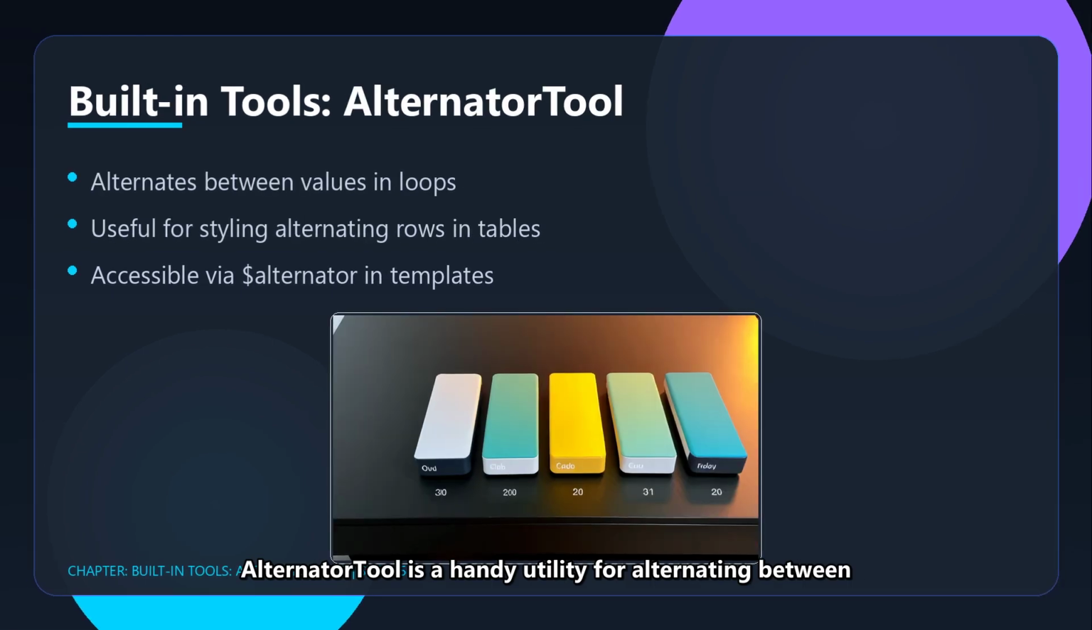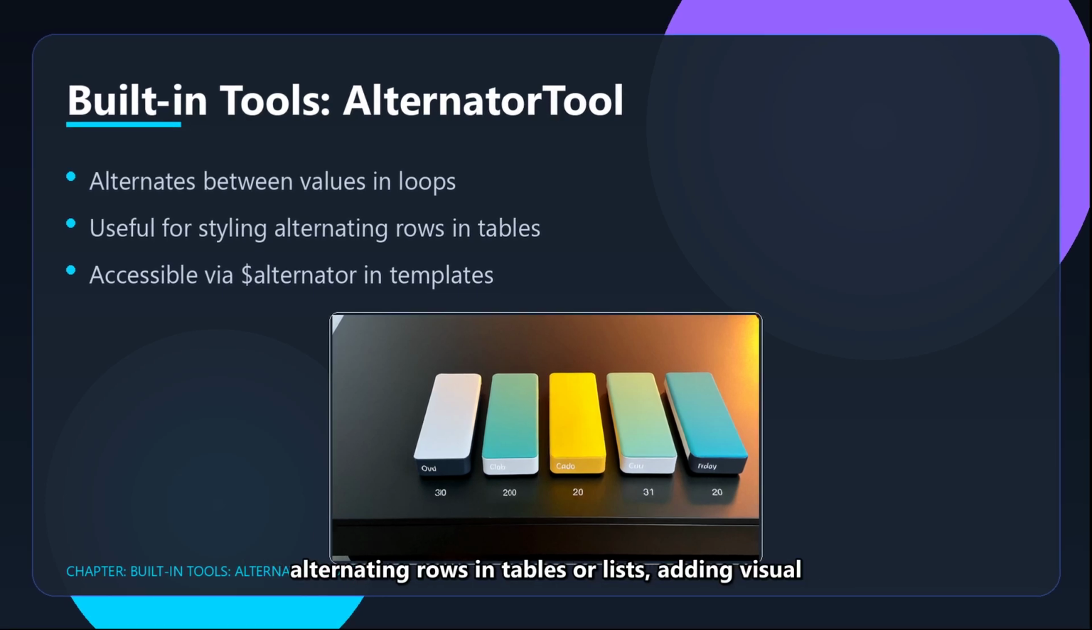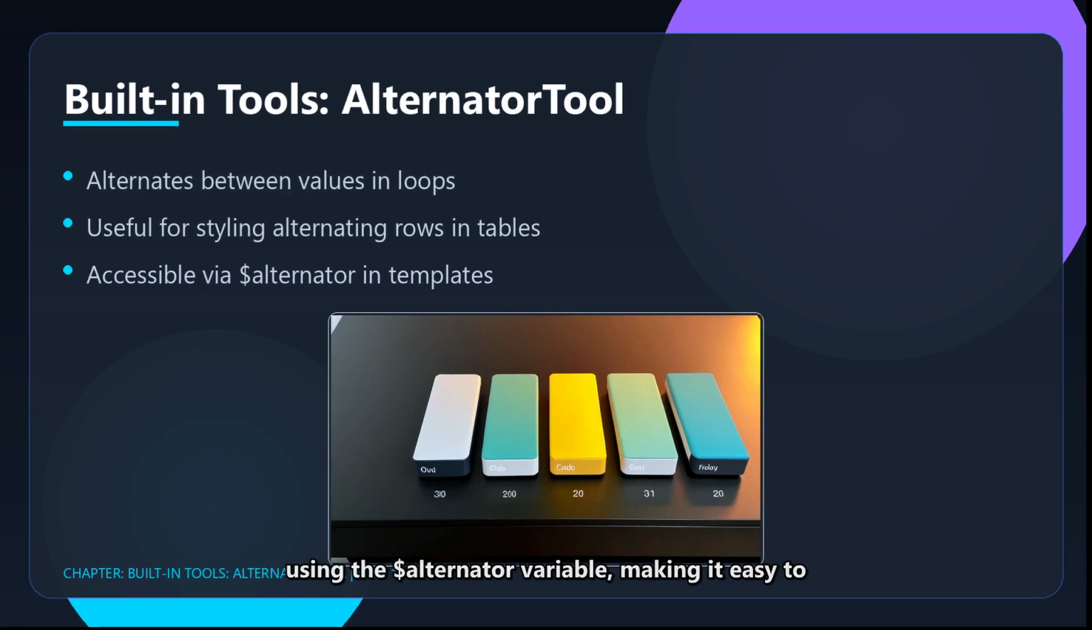AlternatorTool is a handy utility for alternating between values in loops. It's particularly useful for styling alternating rows in tables or lists, adding visual distinction to your content. You can access it using the alternator variable, making it easy to implement this common design pattern.